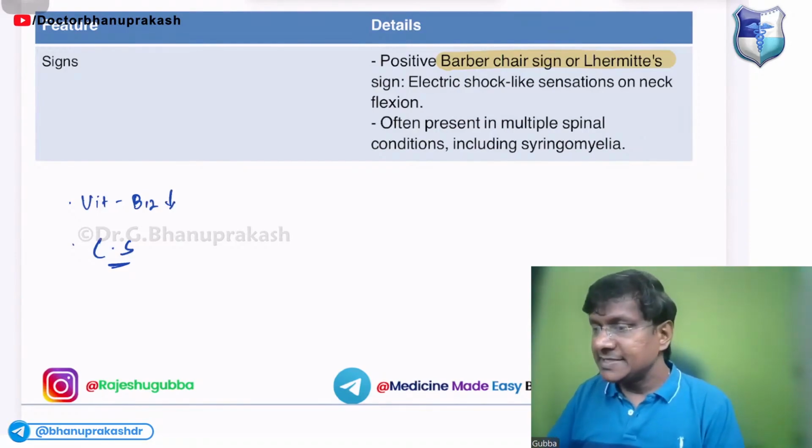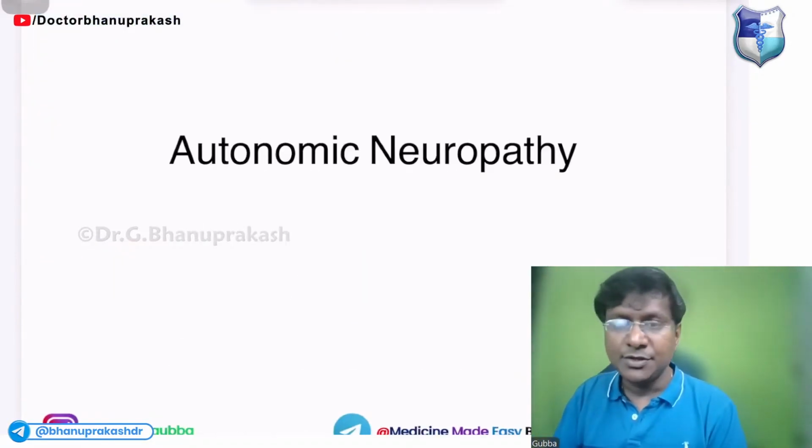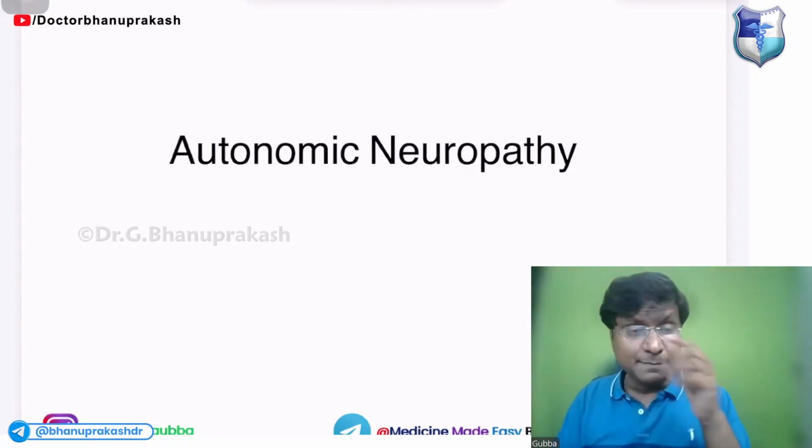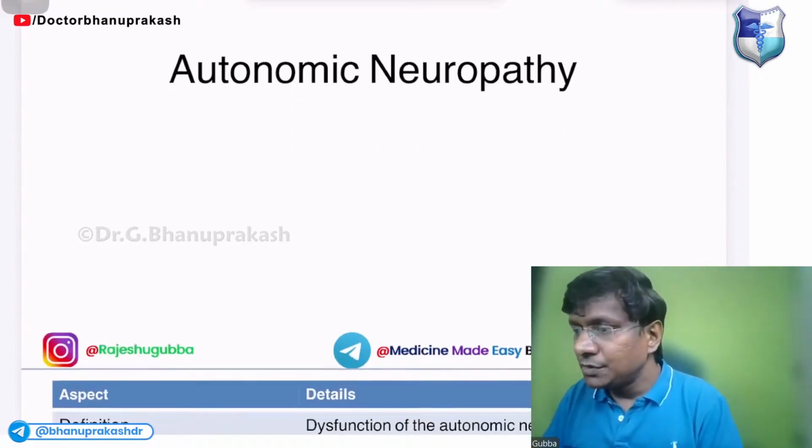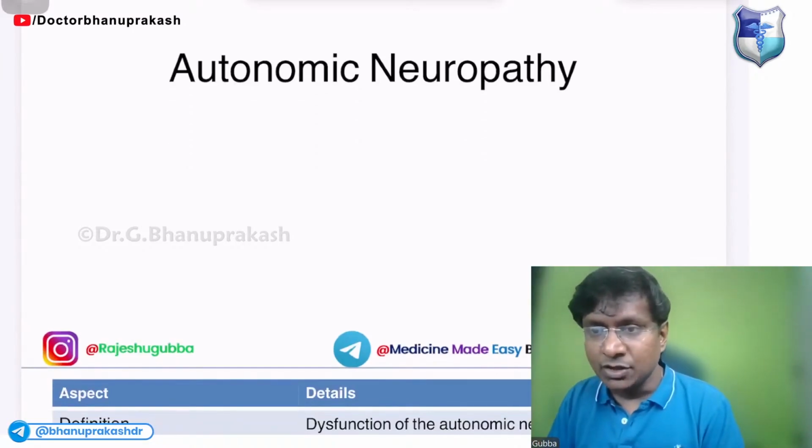Now, the next important topic will be autonomic neuropathy. So with this, we are done with the spinal cord disorders. What are those? Syringomyelia is one spinal cord disorder. Next is conus medullaris and cauda equina. Next is Brown-Sequard syndrome, where you have hemisection of the spinal cord. Okay, now we'll move on to the next topic, that is autonomic neuropathy.